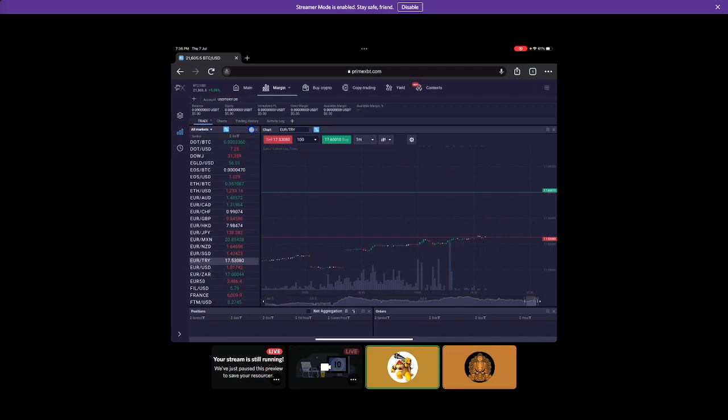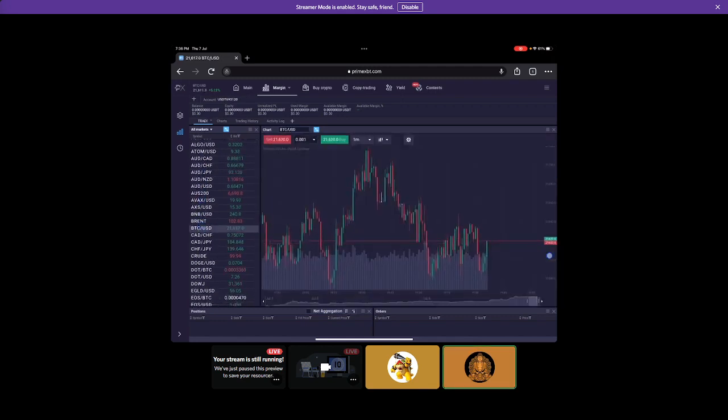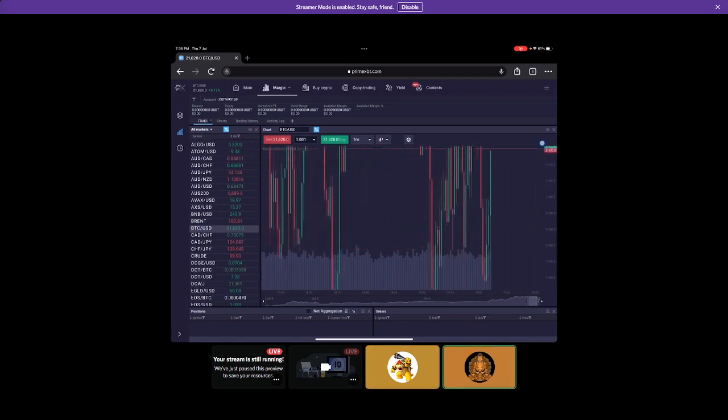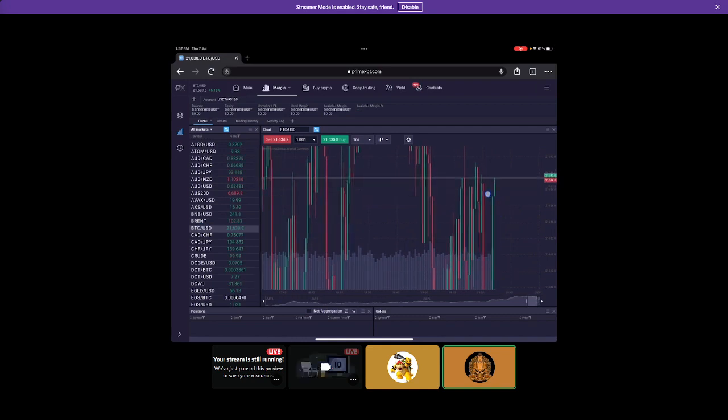And crypto has good spreads, right? Yeah, and let's see, where's Bitcoin? Bitcoin USD. So you can see with Bitcoin, the spread is almost non-existent. Yeah, essentially it's the exact same line. So as soon as you get in, oh shit, we're pumping.